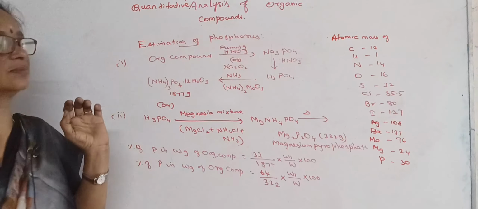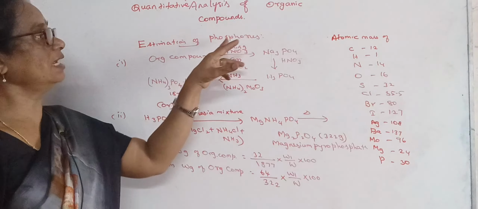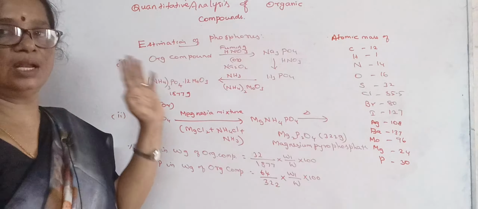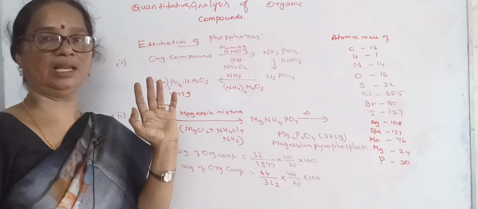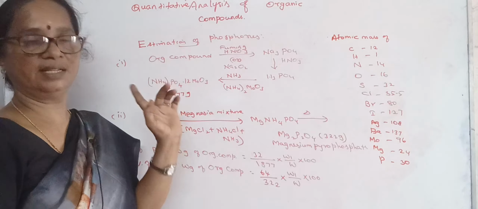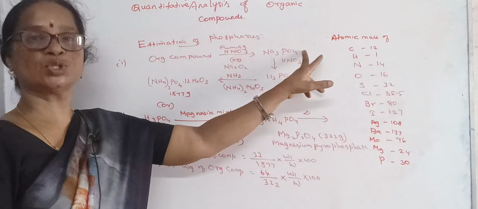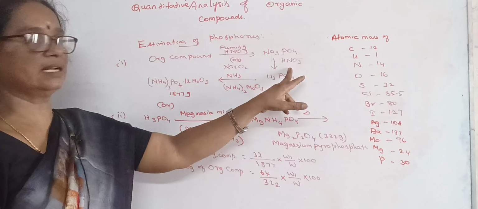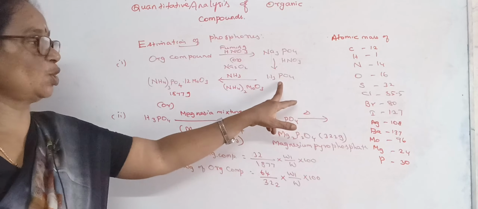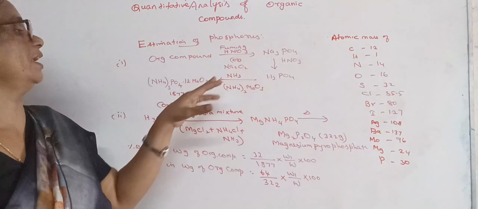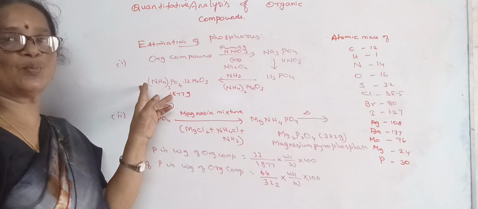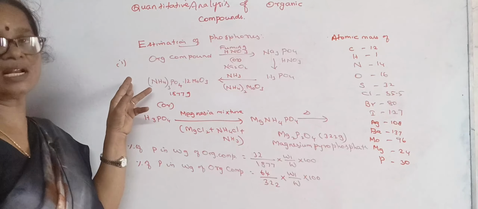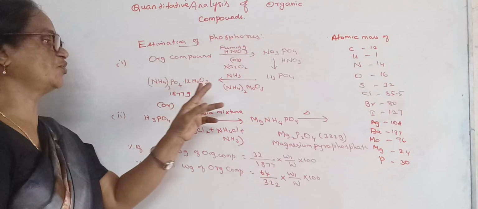Estimation of phosphorus. Just like how we detected phosphorus, in the same way the organic compound is allowed to oxidize with either fuming nitric acid or sodium peroxide, in which the phosphorus is converted into sodium phosphate, which is then boiled with concentrated nitric acid that gives orthophosphoric acid. This orthophosphoric acid is then converted into ammonium phosphomolybdate by treating with ammonium molybdate. So, we will get a yellow precipitate of ammonium phosphomolybdate.